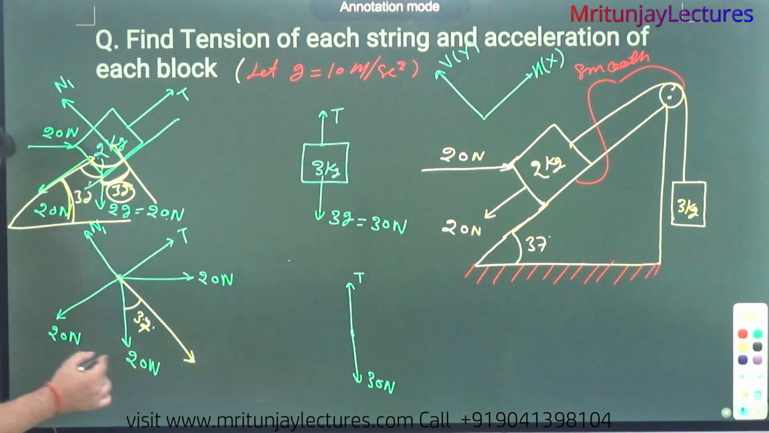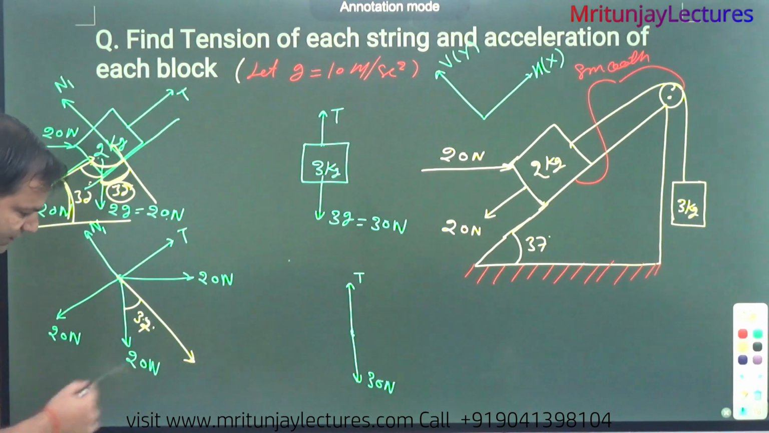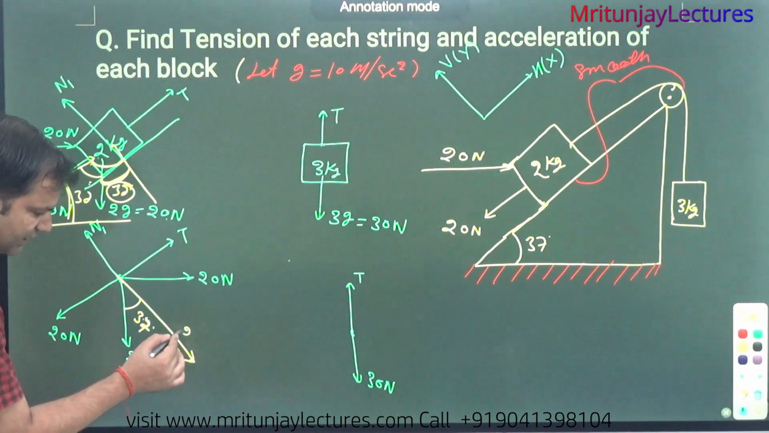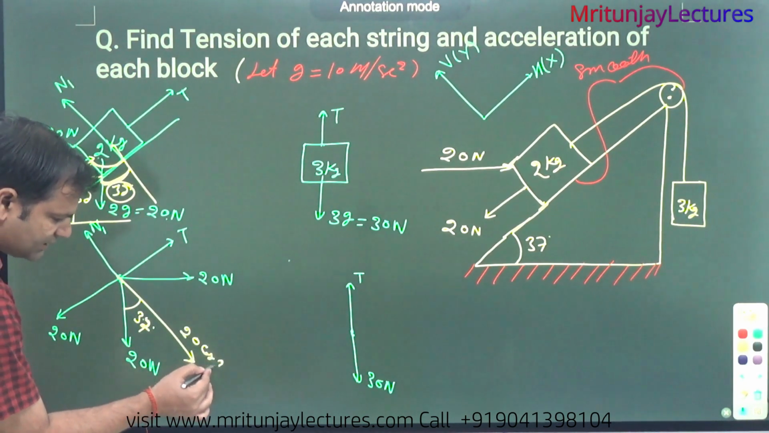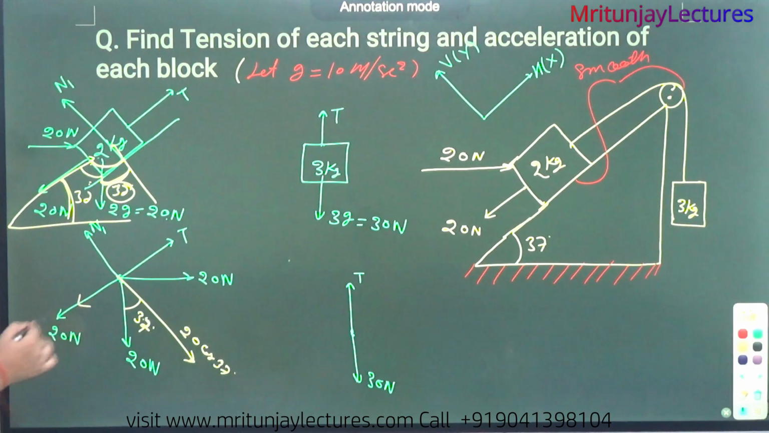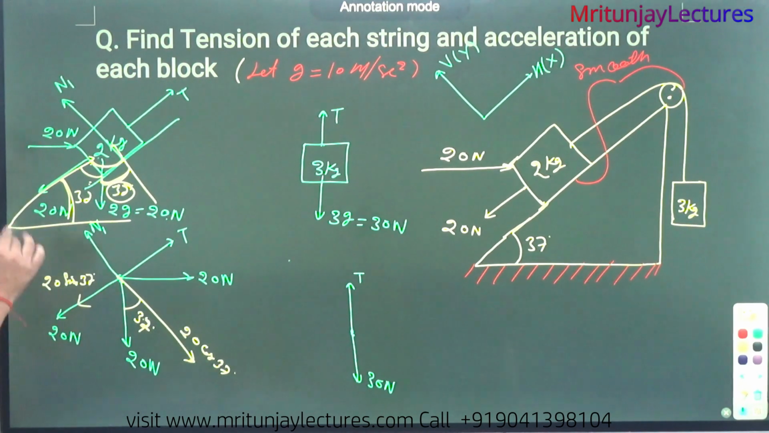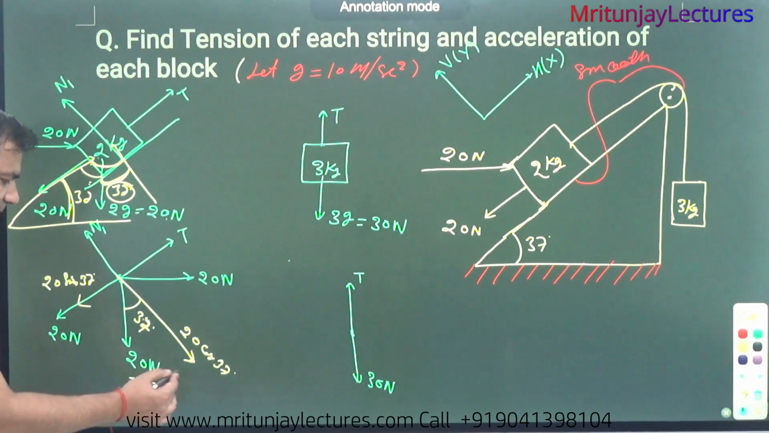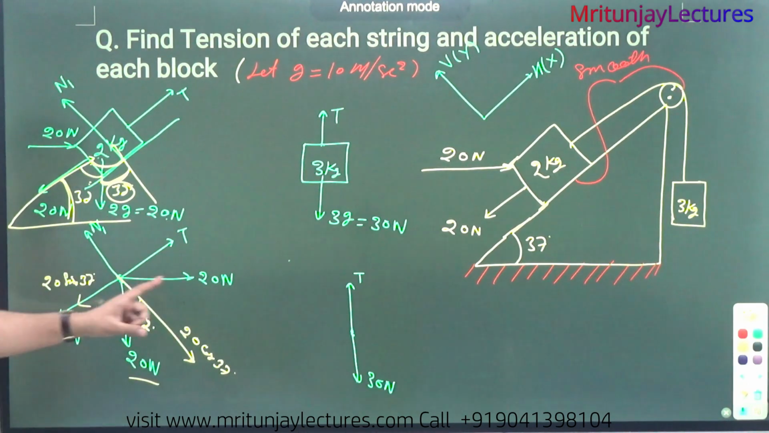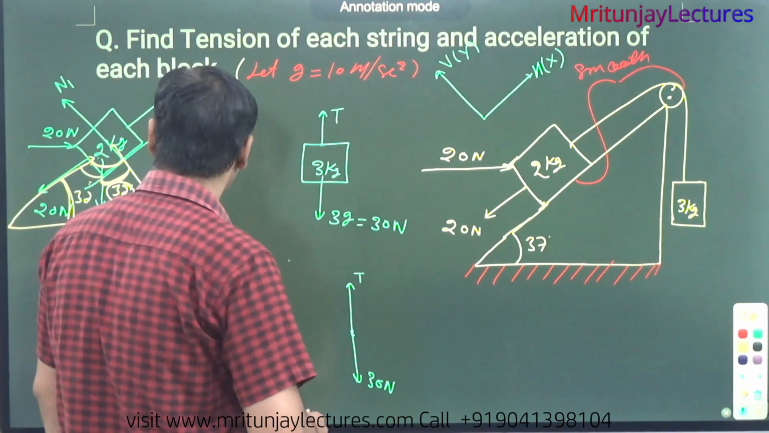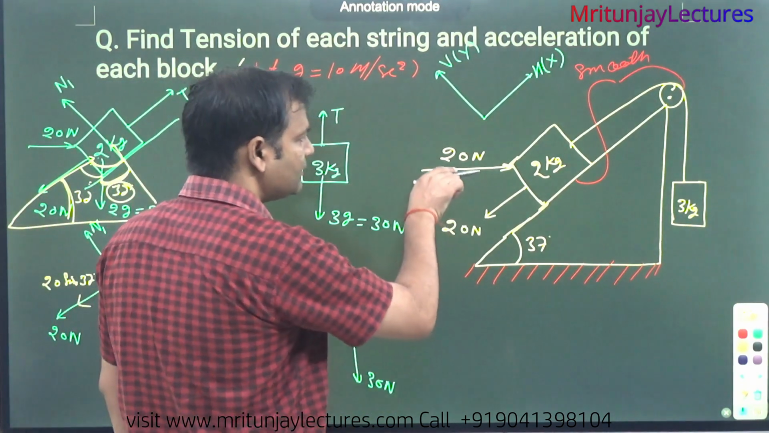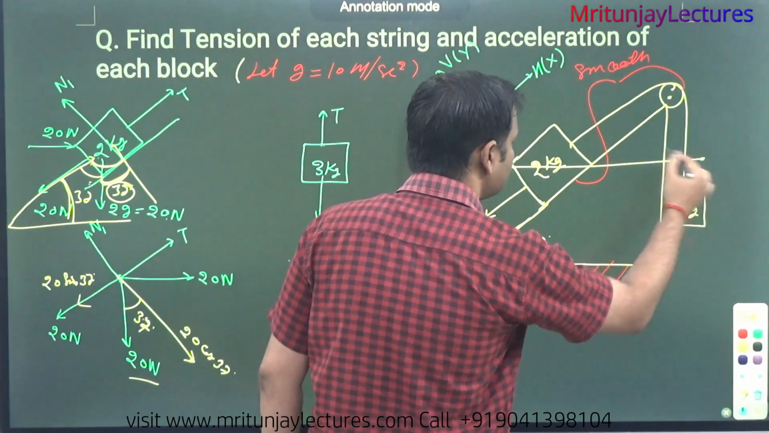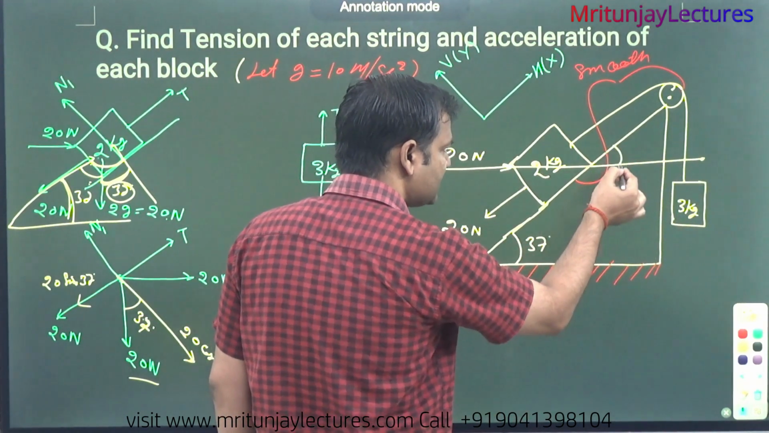Now 20 Newton resolved in that component in this direction is written as 20 cos 37 degree, and here 20 sin 37 degree. Clear or not? After that, this one is already resolved in this direction and this direction. Now, this one, 20 Newton, if you see here, this force is going in this direction, it means that is 37 degree.